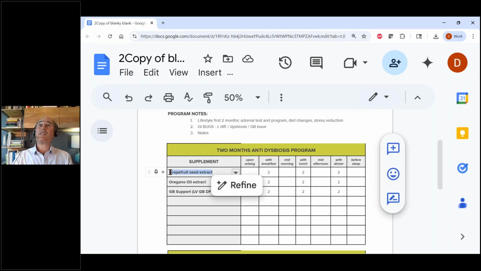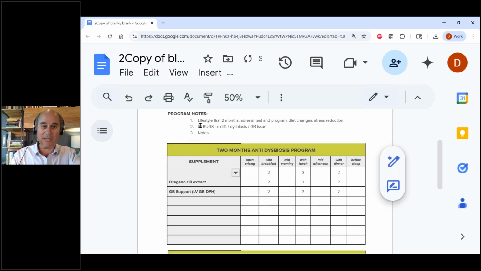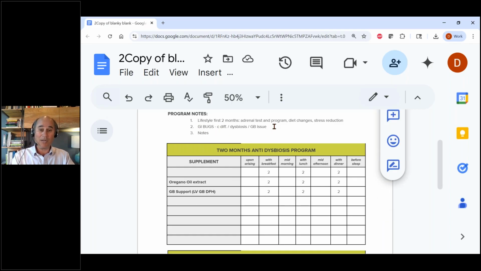So now we have Giardia. You have the option of treating Giardia with herbs or antibiotics. To make it interesting, say you do the antibiotics. Do you treat the Giardia on day one? No, you don't. You do 2 months of the last R first. So adrenal test and fixing the adrenals, cleaning up the diet, stress management. Then at the beginning of month 3, treat Giardia.